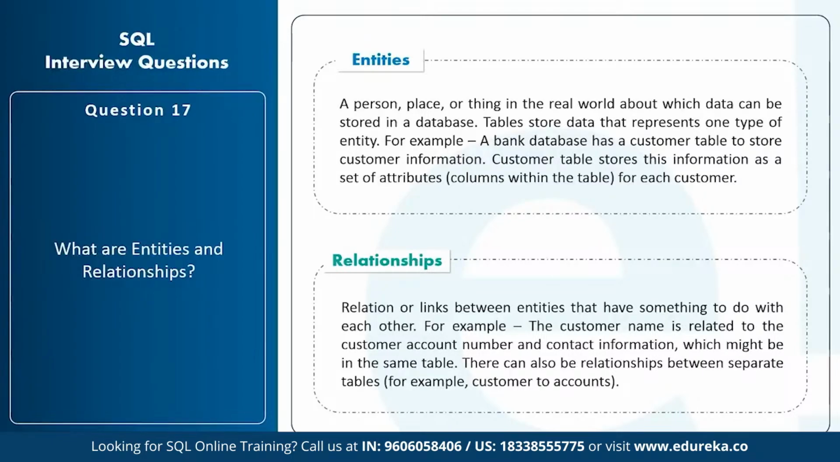Now talking about relationships, relational links between the entities that have something to do with each other are basically relationships. For example, the customer name is related to the customer account number and the contact information, right? Now this might be in the same table or it could be in another table also. So if you have two tables, one with the customer name and the other with all the other information like the customer ID and so on, these two tables will be related to each other with a relationship so that the customer details can be retrieved. That particular link is basically a relationship.